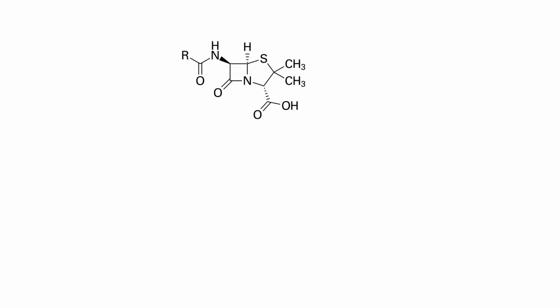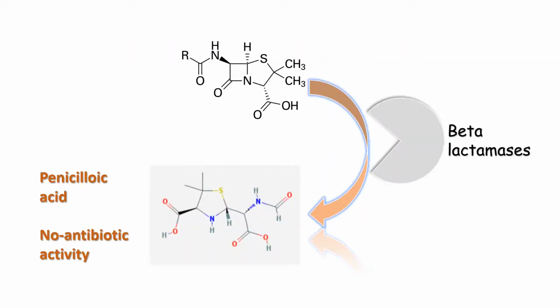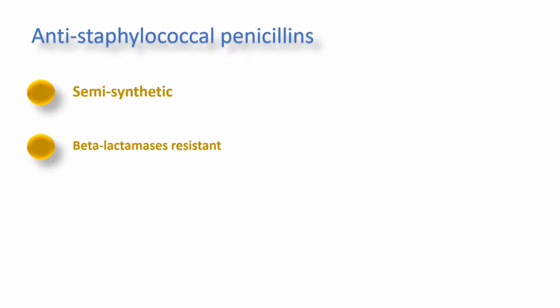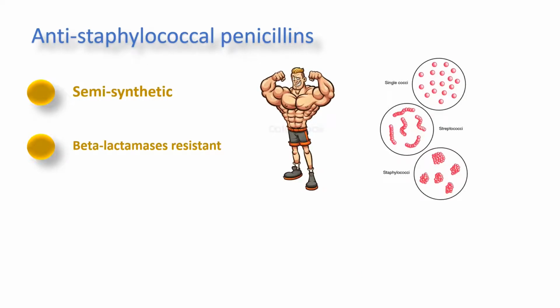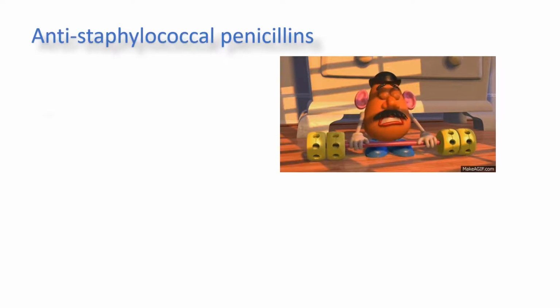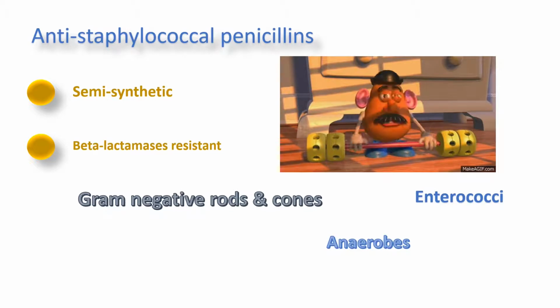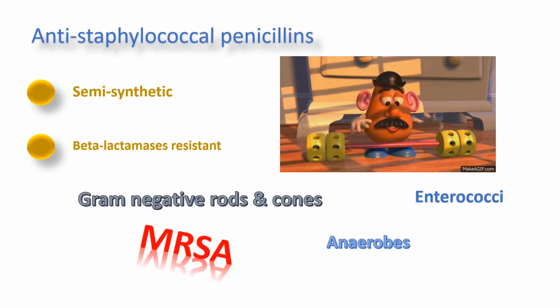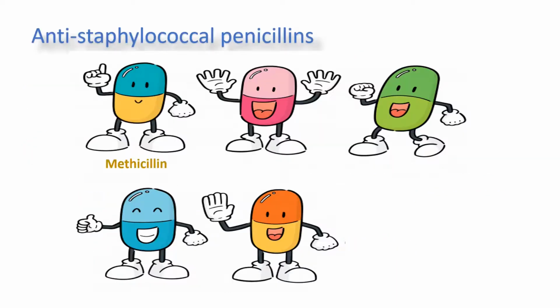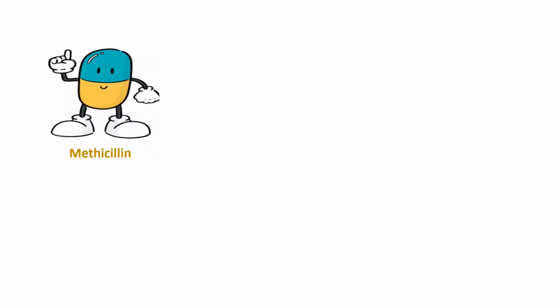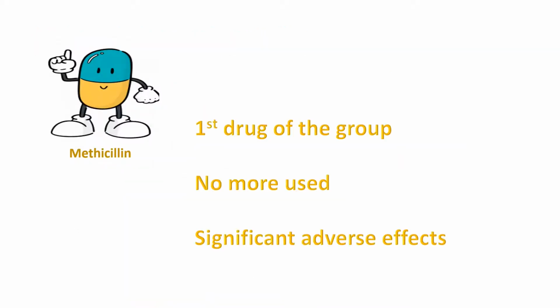They are active against staphylococci that produce beta-lactamase and streptococcus. However, they are not active against enterococci, anaerobic bacteria, gram-negative rods as well as cocci, and methicillin-resistant Staphylococcus aureus. This means that they are active against the beta-lactamase producing organisms, but they are very poorly active against enterococcus, anaerobic bacteria, gram-negative rods as well as cocci, and MRSA. These drugs include methicillin, nafcillin, cloxacillin, dicloxacillin. Methicillin was the first antibiotic in this group. However, it is not used these days because of significant adverse effects.